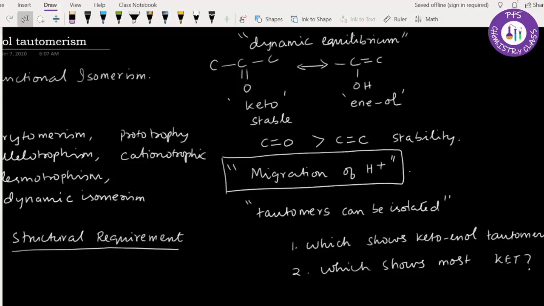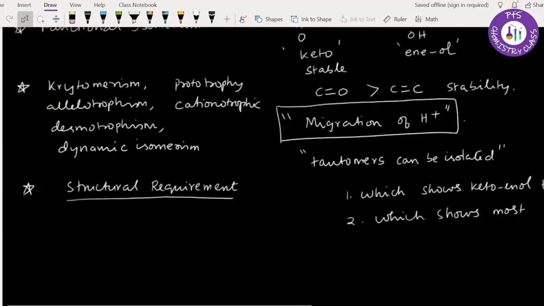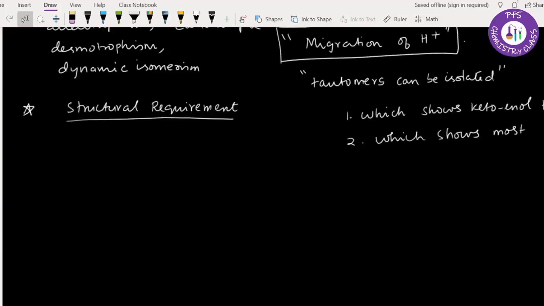Apart from that, what other requirements are there in the molecule that can contribute to the structural requirement for showing the keto-enol tautomerism? The first one is the compound should have a highly electronegative atom. It should have a highly electronegative atom, for example, fluorine, oxygen, nitrogen. Only if it is there will it show it, otherwise it will not.